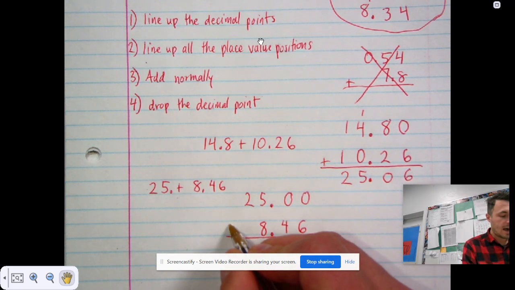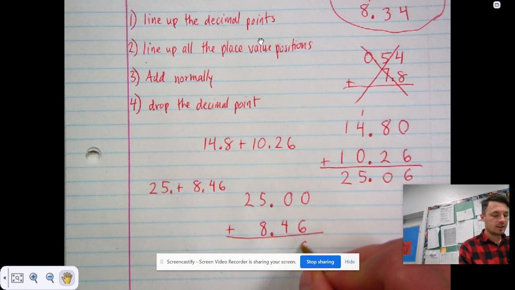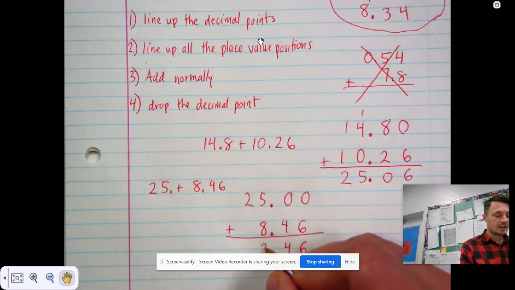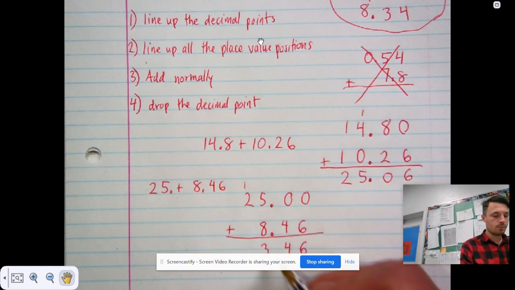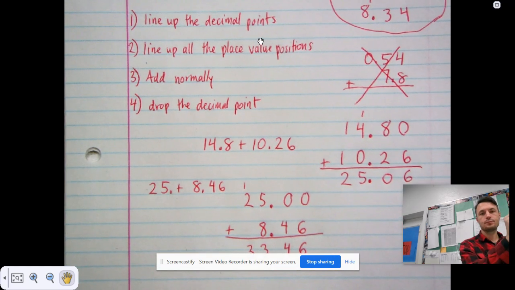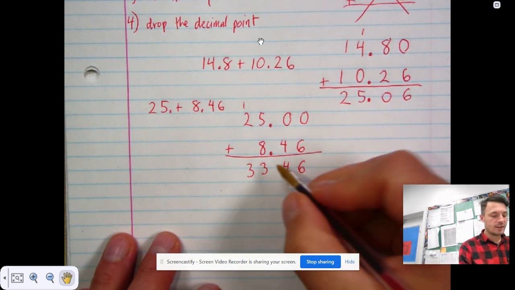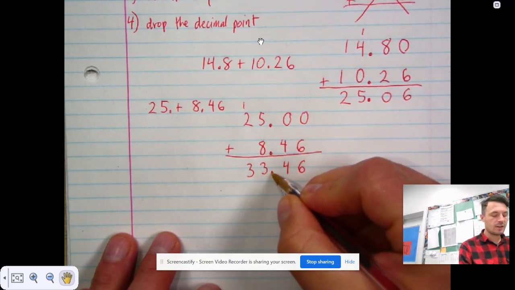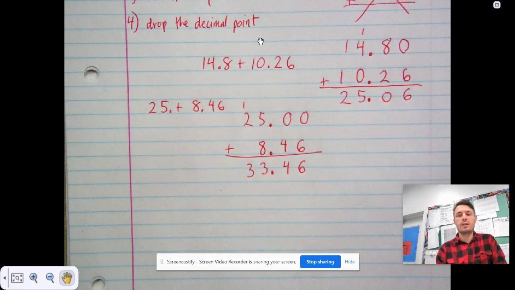Now we add normally. 0 plus 6 is 6. 0 plus 4 is 4. 5 plus 8 is 13, carry the 1, and 1 plus 2 is 3. Okay, and then the decimal point drops down in the sum, lined up with where it is in both addends.